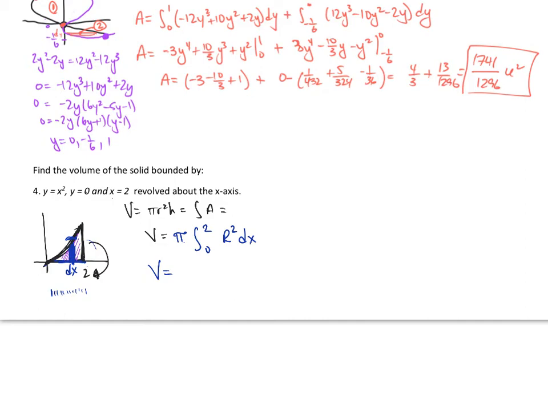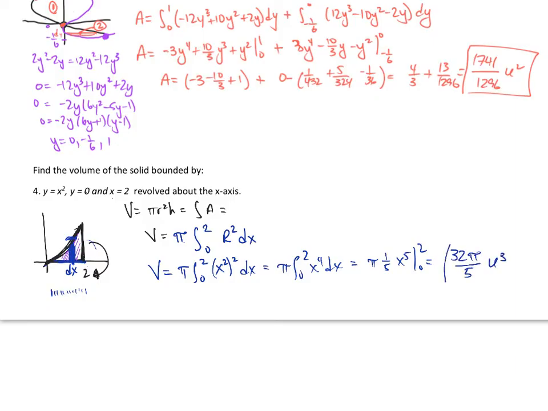So now, working this out, we end up with pi times the integral from 0 to 2 of x squared minus 0, obviously squared, dx, which gives me pi from 0 to 2 of x to the 4th dx, which gives me pi times 1/5 x to the 5th on the bounds from 0 to 2. And then plugging this in, this will be 32 pi over 5 cubic units. Not too bad on that one.